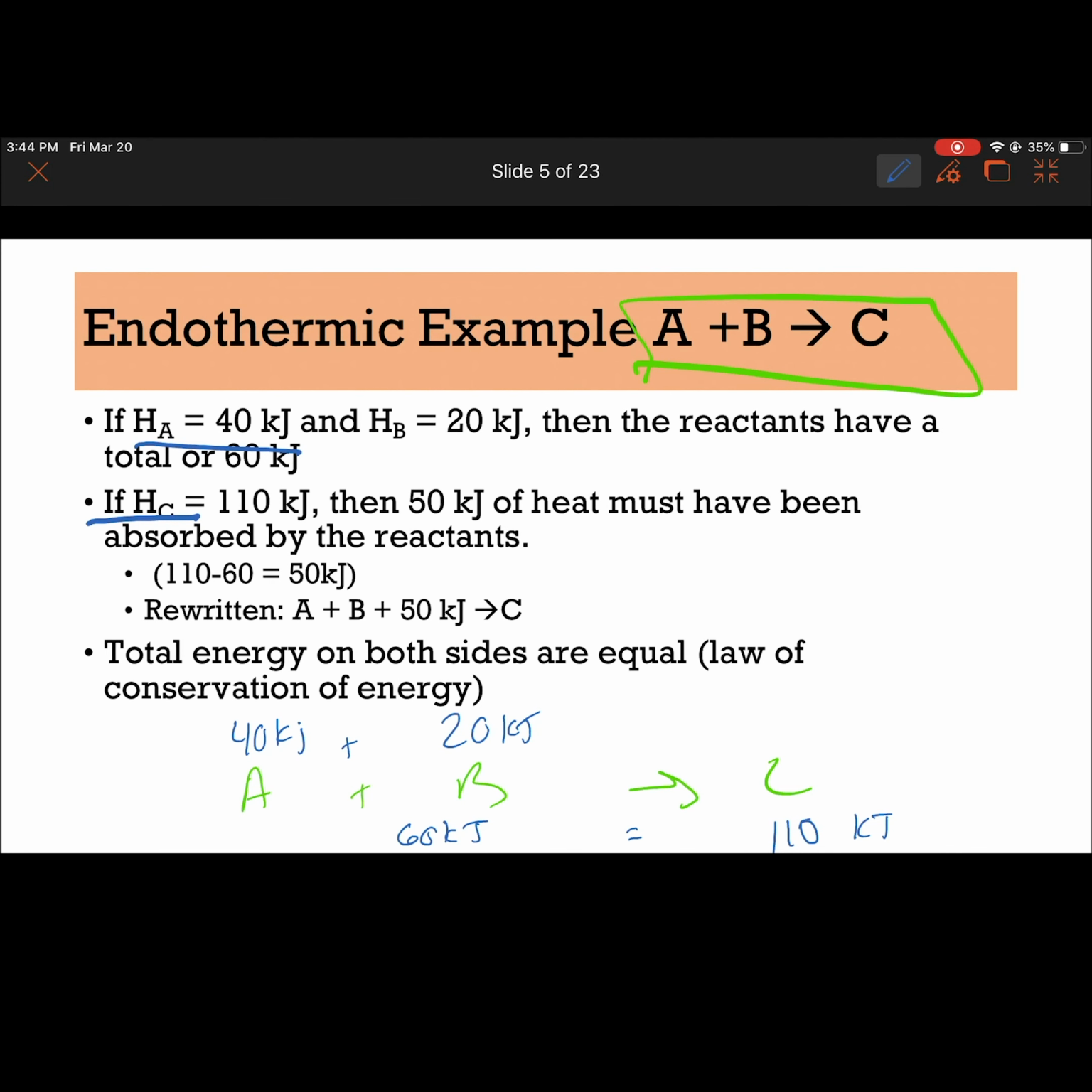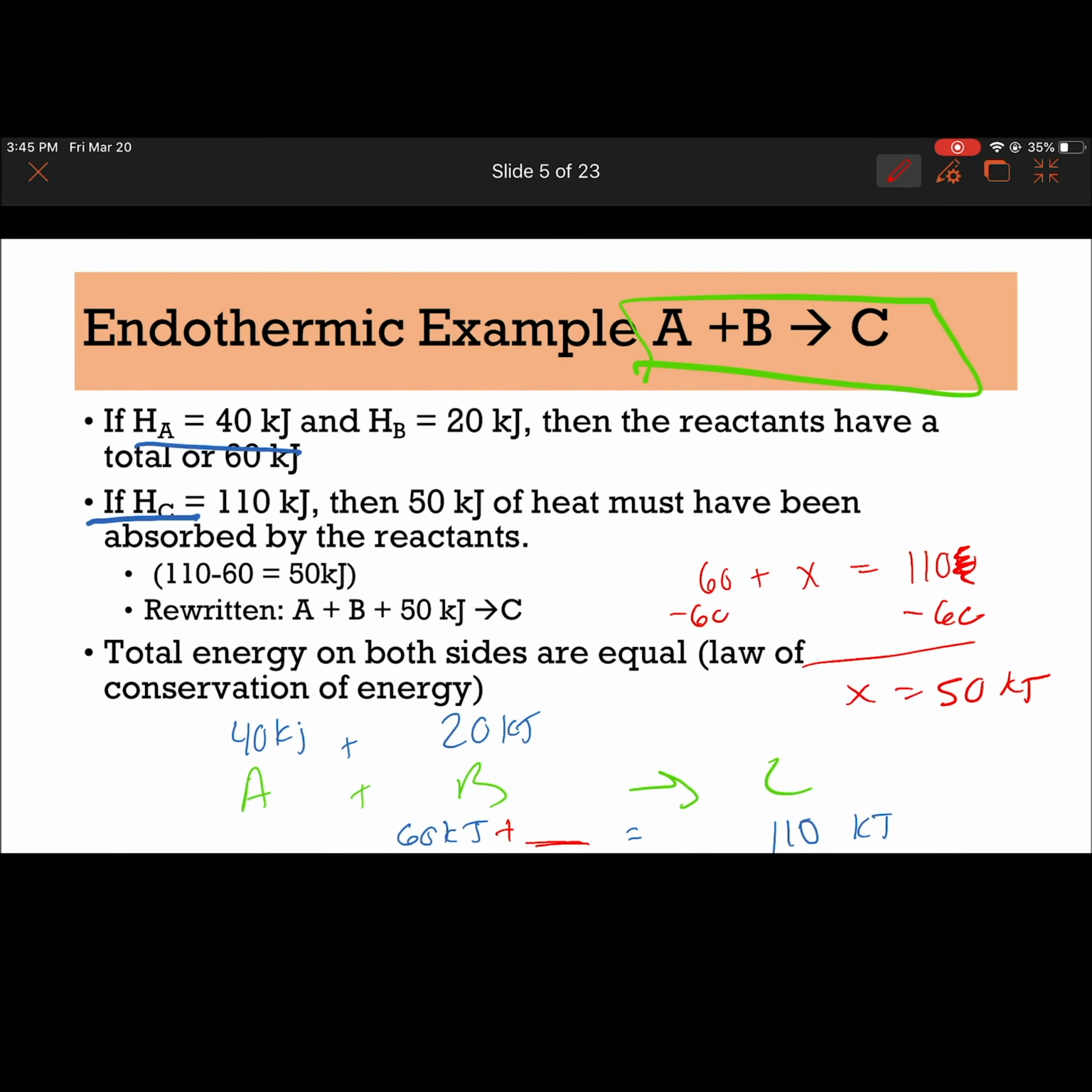Our reactants are a lot less than the products. And just going with conservation of energy, both sides have to be the same. So essentially what you need to think of is how much do we need to add to the reactant side to get the product side to be the same. So essentially you can set up an equation that is 60 plus x gives you 110. So then subtract 60 from both sides, you get x equals 50 kilojoules.